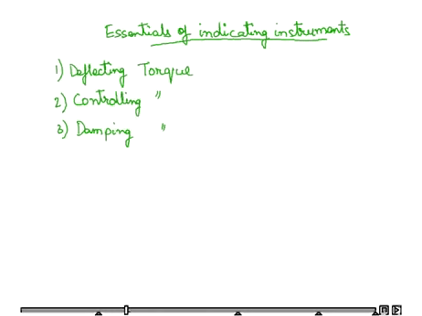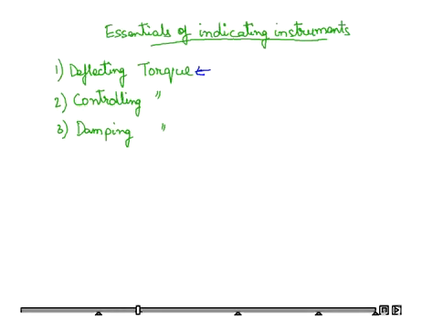Now we will talk about the first torque, the deflecting torque. It is a very important torque and it causes the moving system to move. The torque needed to move the pointer is the deflecting torque. This is the torque which causes the moving system of the instrument to move from its position of rest.